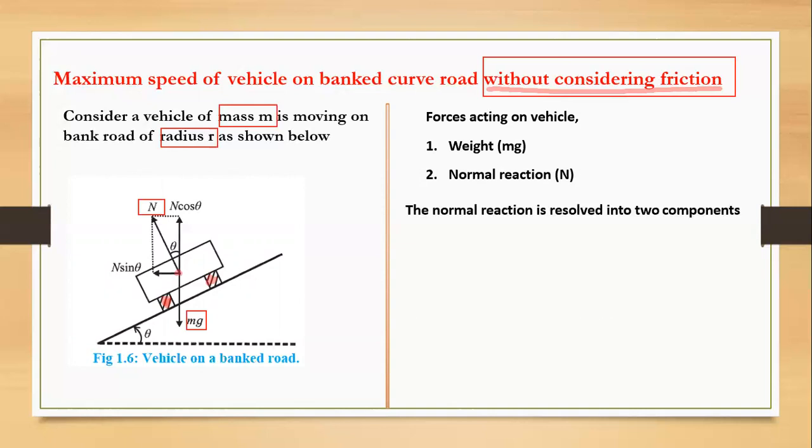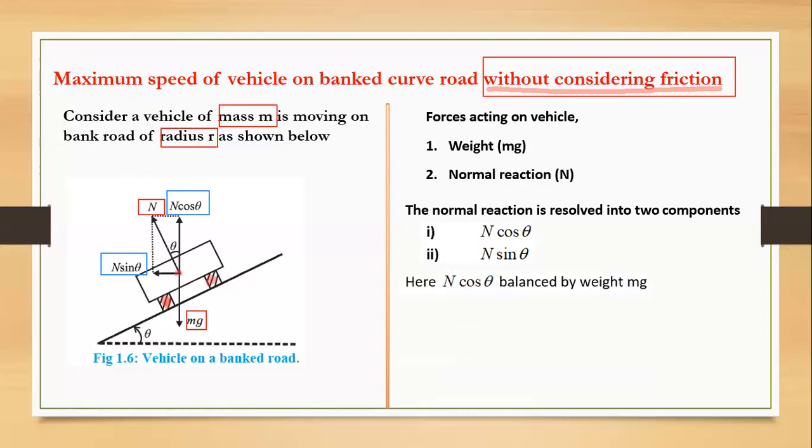Now here you can see the diagram, and by that diagram, you can see this normal reaction N is resolved into two components. First component, you can see in the diagram, is N cos theta, and the second component is N sin theta. They are the two components of the normal reaction.